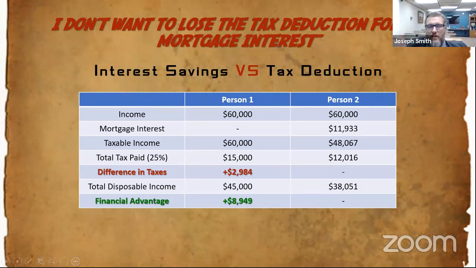Person number two, of course, takes the mortgage interest deduction, so they're taxed on $48,067. So they are being taxed on less money, also at the 25% rate. Their tax is $12,016. And let's say that was taken out over time through withholdings from their employer. But the difference you see in taxes is that person number one had to spend $2,984 in taxes more than person two.